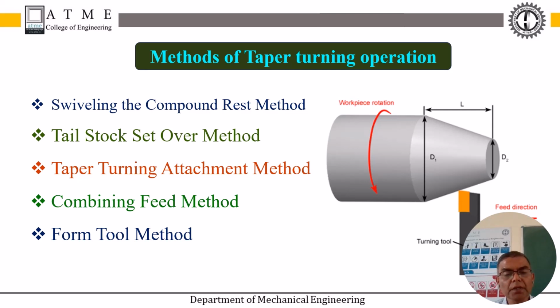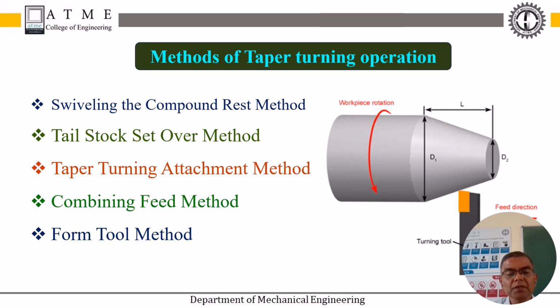One hand wheel is meant for traversing the carriage and another one is meant for cross slide movement, that is perpendicular to the lathe axis. By operating these two hand wheels simultaneously and carefully, you can see the taper surface generated on the workpiece. This method requires a skilled person if you want to produce a taper surface by the combining feed method, that means operating both the hand wheels simultaneously.